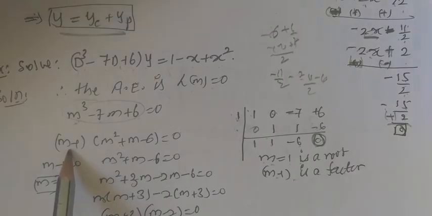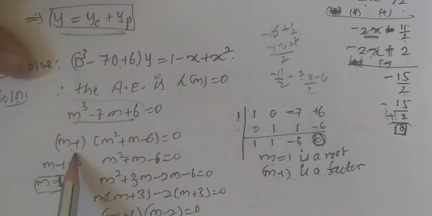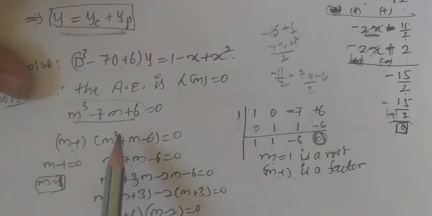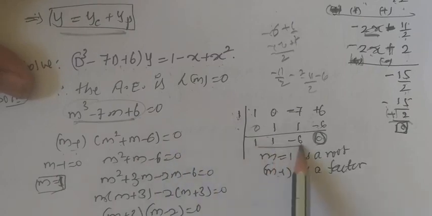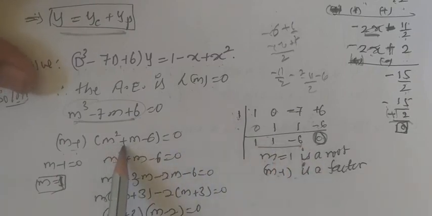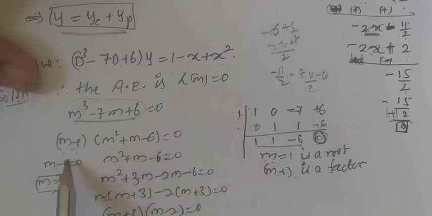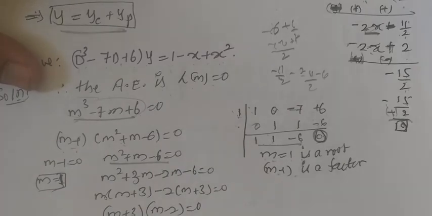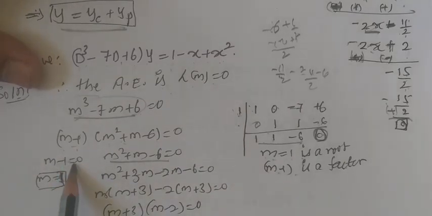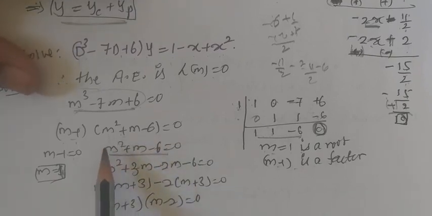So we can write this equation with the m minus 1 factor extracted. You are remaining with the coefficients: m square plus m minus 6 is equal to 0. Now m minus 1 is equal to 0 means m is equal to 1 is one of the roots you got, and you have to get another 2 roots. So m square plus m minus 6 is there.